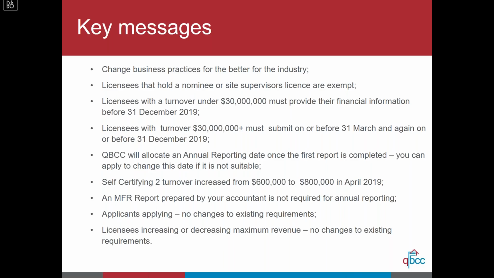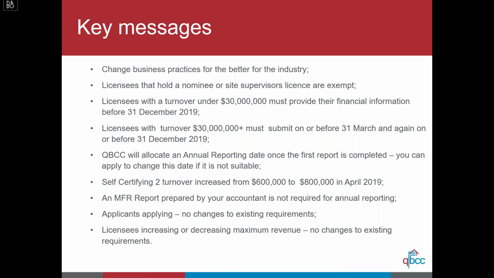If you're a Category 4 through to 7 licensee and you provide your financials on the 31st of March, you may get a new annual reporting date sooner than 2020. You may be asked to provide information again, say September, October this year. But we will contact you and give you a minimum of 40 business days notice of your annual reporting date.